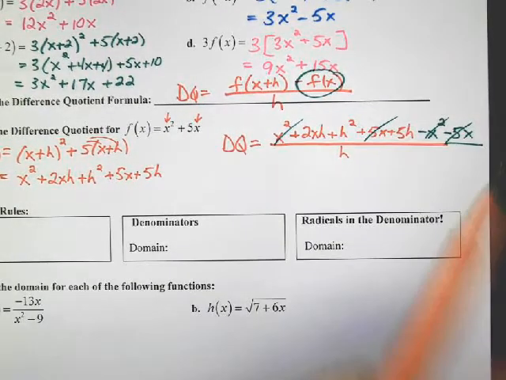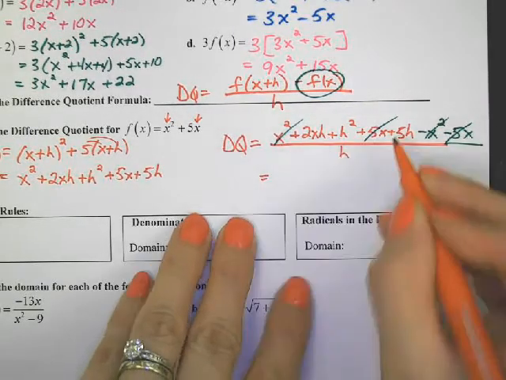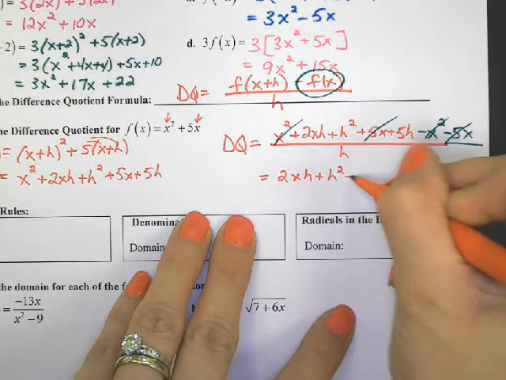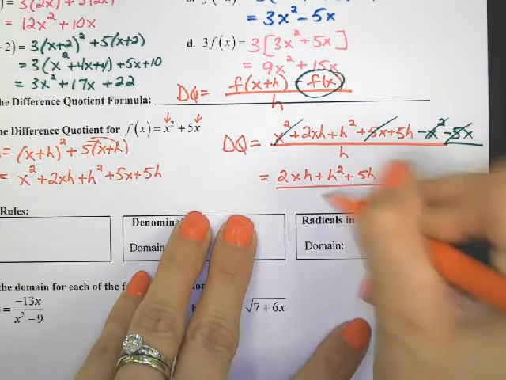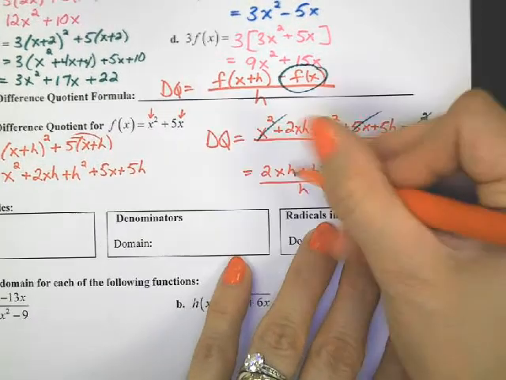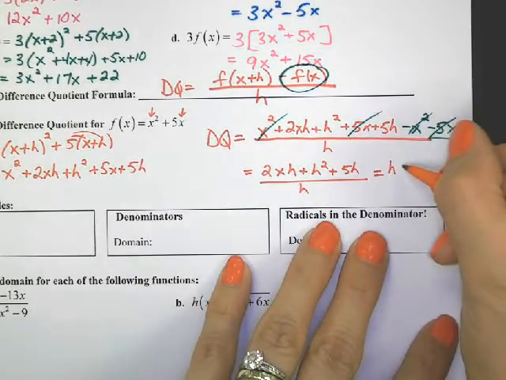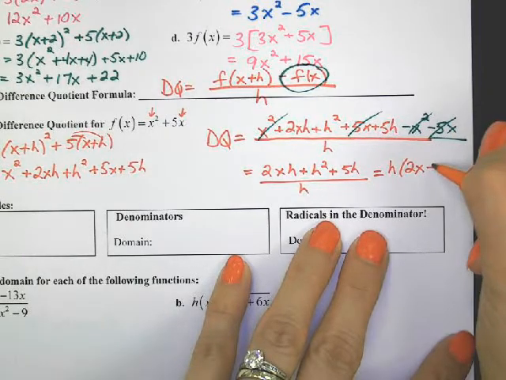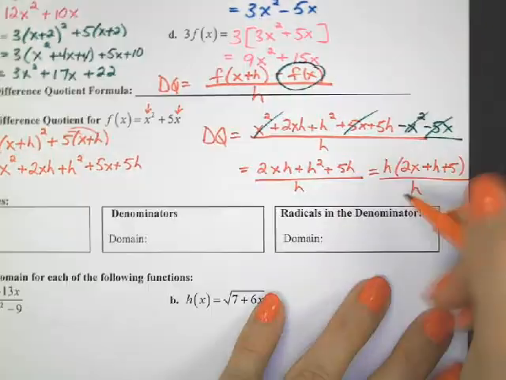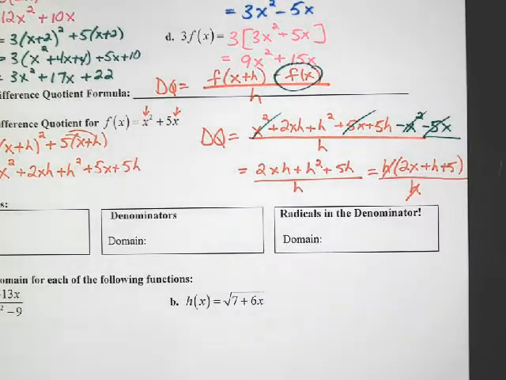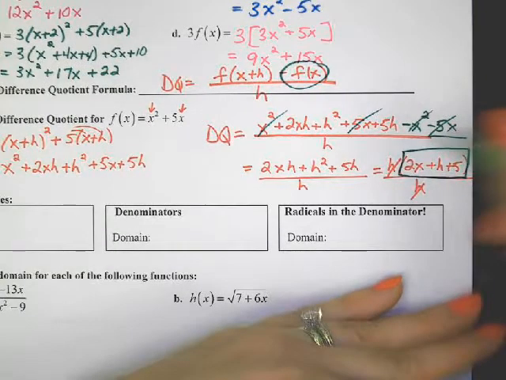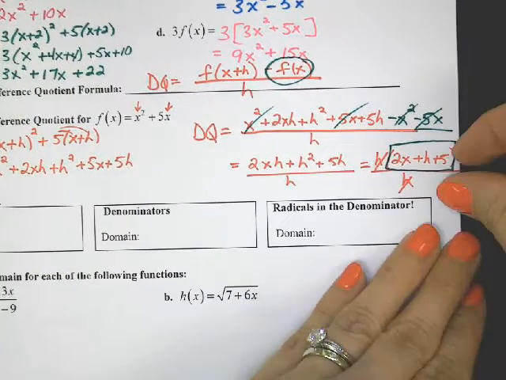Okay, please don't do too much at once. The next thing I'm going to do is write what I have left. 2xh plus h squared plus 5h all over h. Then I'm going to factor out the h. Taking the h out, that leaves me with 2x plus h plus 5 all over h. And the last thing that happens is the h's cancel. Just for the sake of space, I'm going to go ahead and box up that final answer. I probably should write it again, but you wouldn't see it.